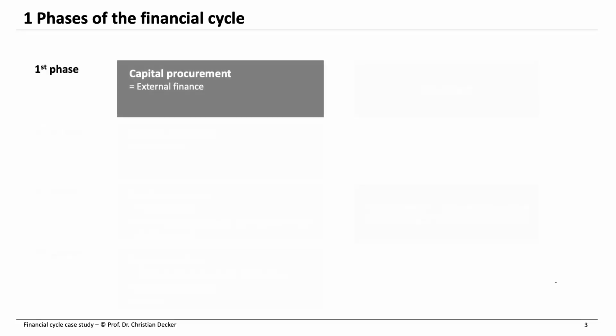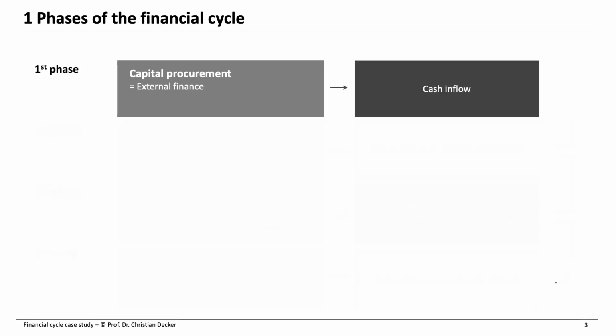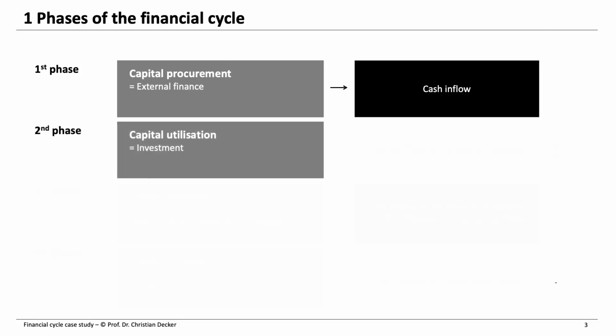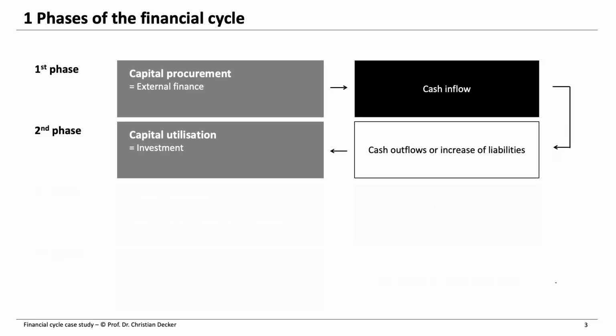In this subsection, the financial cycle is outlined in general terms and divided into 4 phases. The first phase is the phase of capital procurement by means of external financing. According to financial terminology, this leads to a cash inflow. The second phase is the phase of capital utilization, in other words, investment. According to financial terminology, this leads to cash outflows.